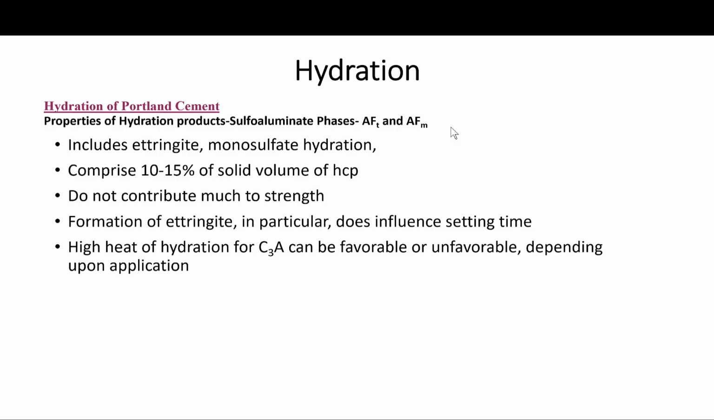The formation of ettringite, in particular, does influence the setting time. And as we mentioned before, as a related topic, the high heat of hydration coming from the C3A can be favorable or unfavorable depending on the application. Remember when we talked about the heat of hydration curve, and we mentioned the high heat generated sometimes is useful in cold weather concreting.